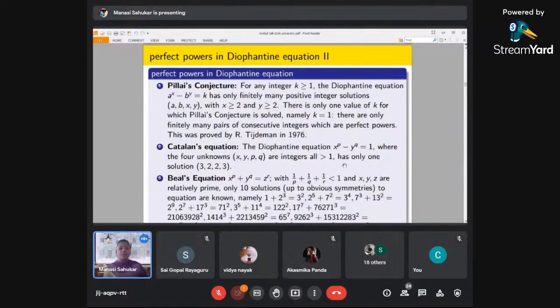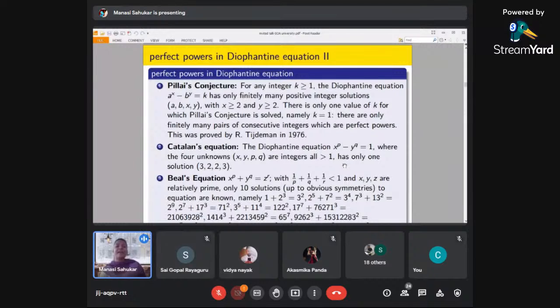And I'll give some more properties, like we have Pillai's conjecture. Same thing as I have already told you, right? Only 9 and 8 are the consecutive perfect powers, which have a difference of 1. To generalize that, Pillai's conjecture asks whether you can have perfect powers with a difference of k or not. There Pillai already proved that for any integer k, the Diophantine equation a to the power x, any perfect power, minus b to the power y is equal to k, has only finitely many positive integer solutions. We can't have infinitely many.